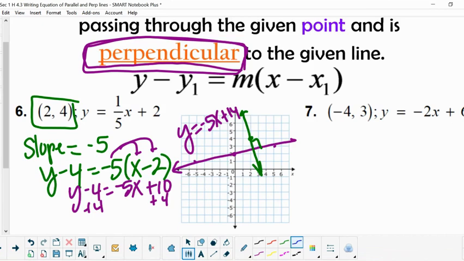Okay, look at the second one. Here's our point. Here's the line that we have to be perpendicular to. So Lily, what would be the slope that we need to use for a perpendicular?